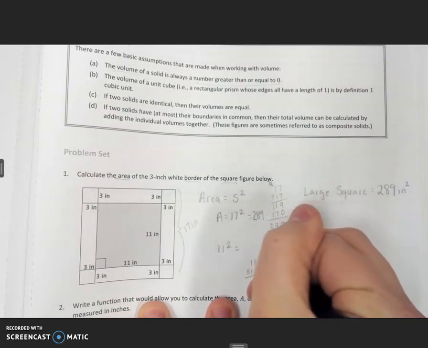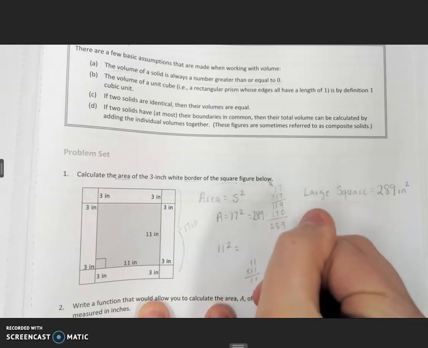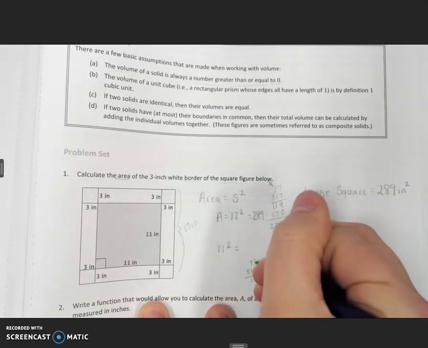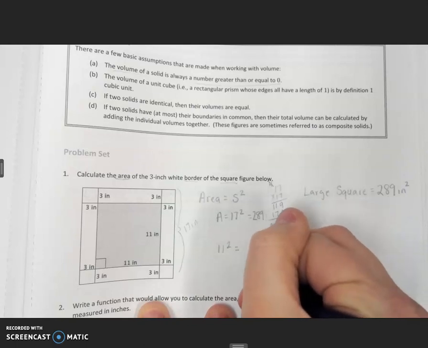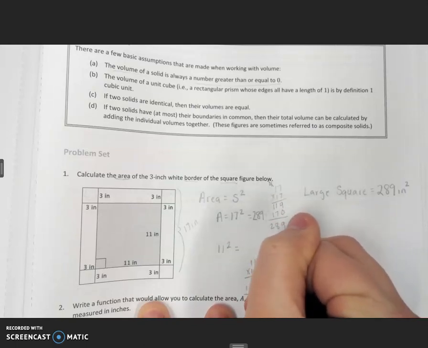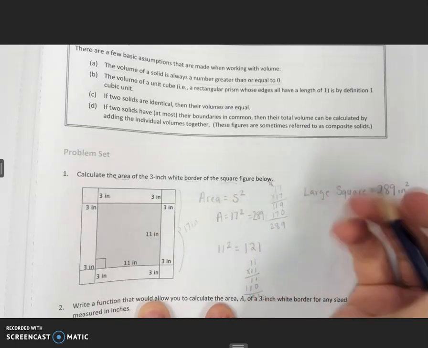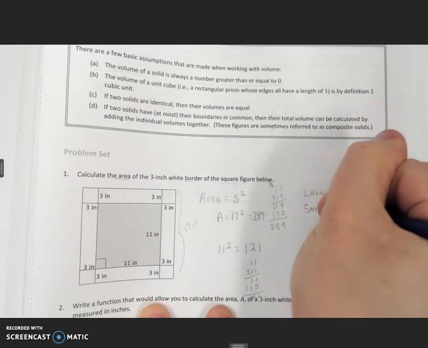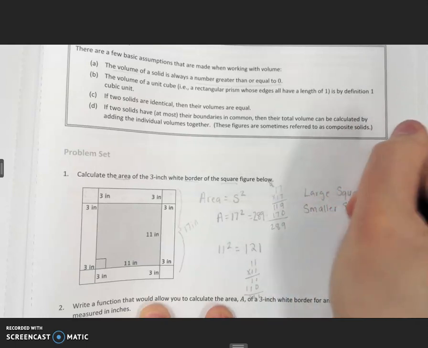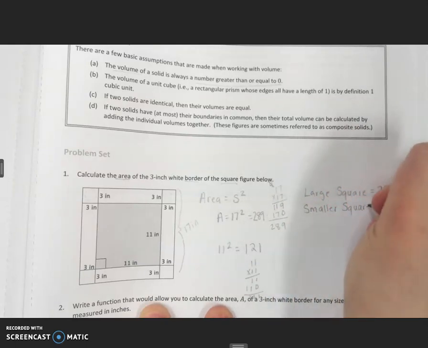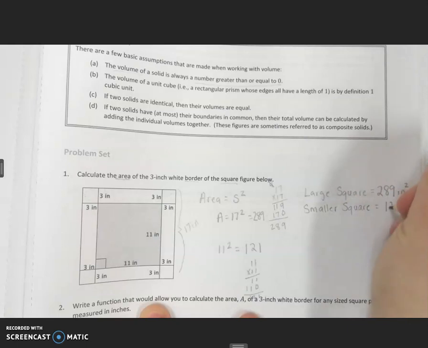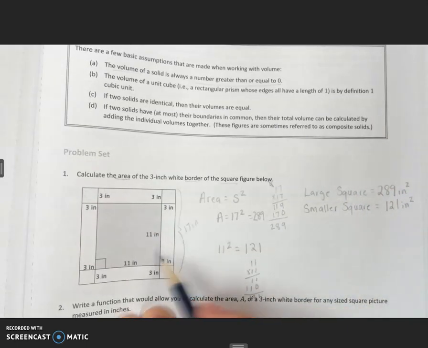1 times 1 is 1. 1 times 1 is 1. My 0 on my second story, 1 times 1 is 1. 1 times 1 is 1. 121. Again, I'm running out of space, I apologize. Okay, so 121. So I'm going to make myself a note. Smaller square is 121 inches squared.